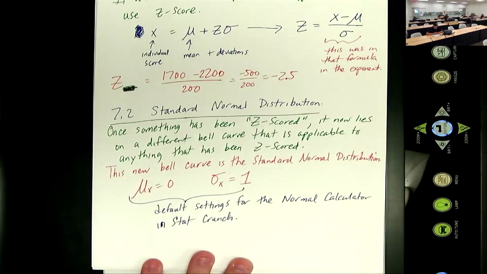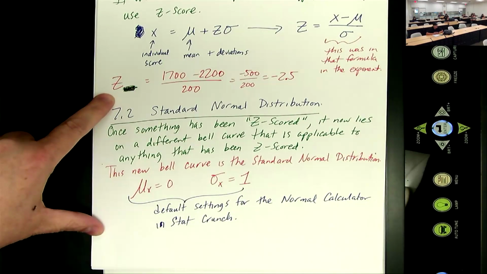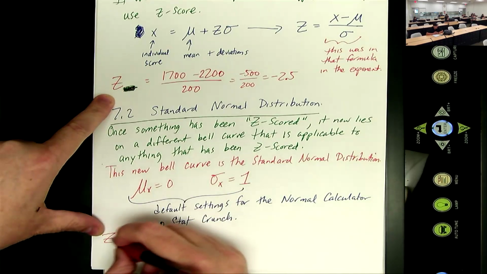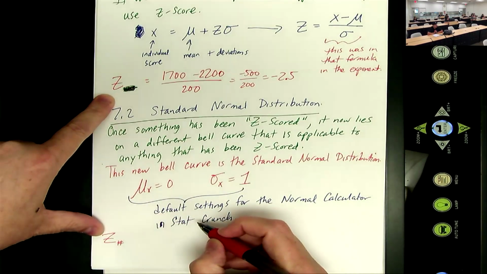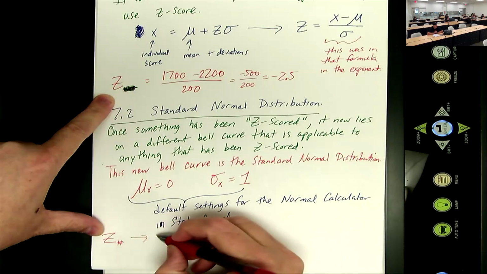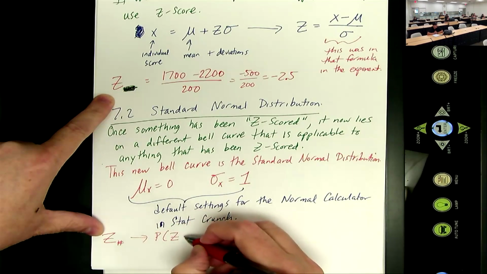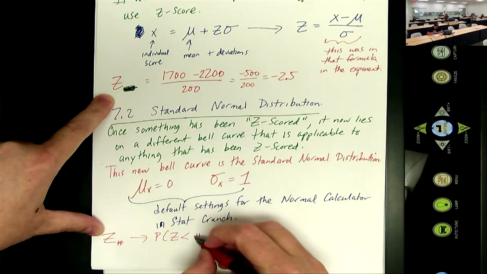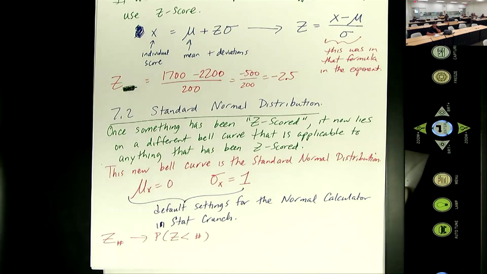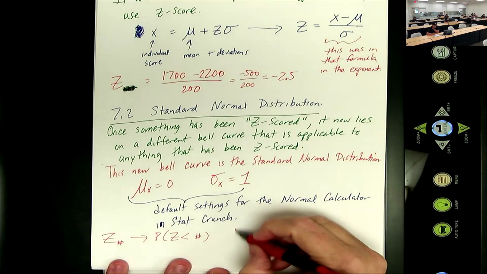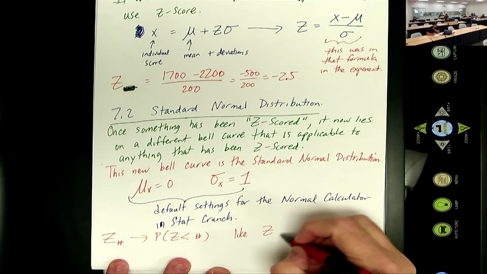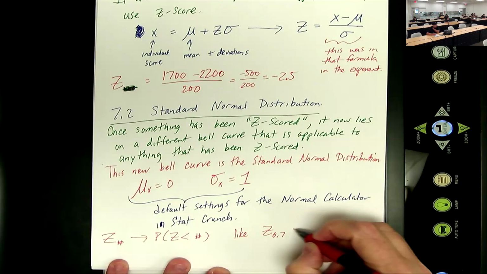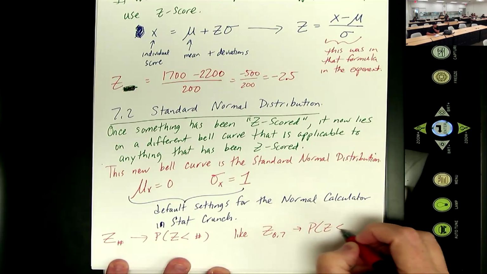So, the reason why I just scribbled out this number up here: if you see Z with a number, like I had, it's really prompting you to find the probability that Z is less than that number. So like, Z 0.7 is the probability that Z is less than 0.7.